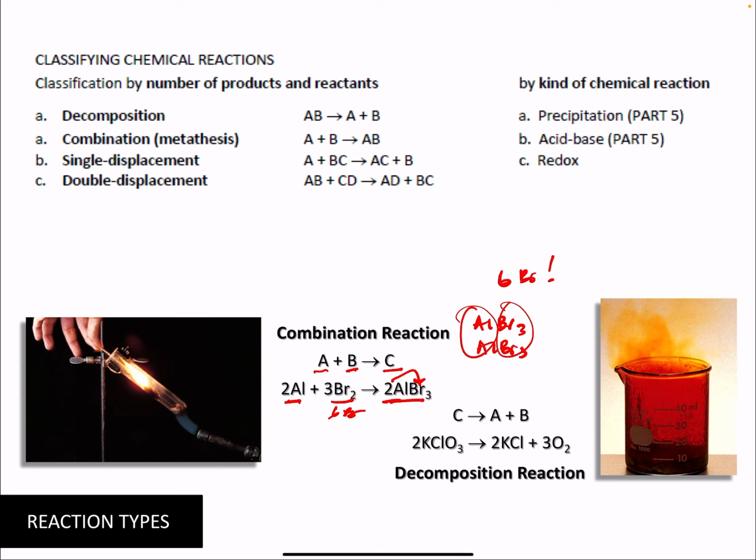Okay, but that's combination. Two things came together to give me a new thing. The new thing can fall apart to give me its component parts, right? That's a decomposition reaction. All right, and here we have a balanced chemical equation.